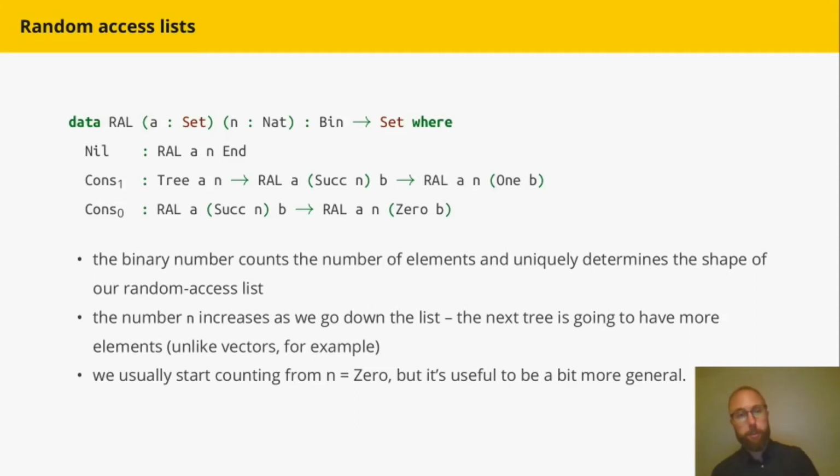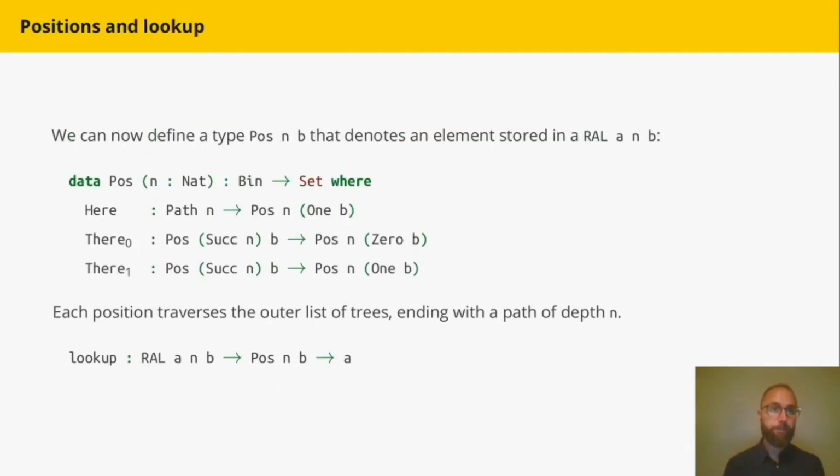And one thing which you can see here is that the number n grows as we go down the list. This is not what you might be familiar with if you're used to things like vectors, where the number counts down to the end of the list. Here n counts up as we go down the list because there are increasingly deeper trees. And typically we consider random access lists starting with n is 0, but it's good to be a little bit more general sometimes.